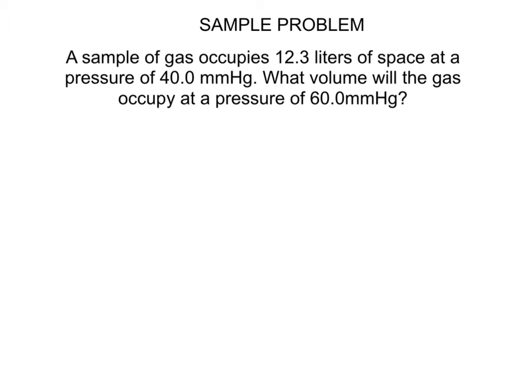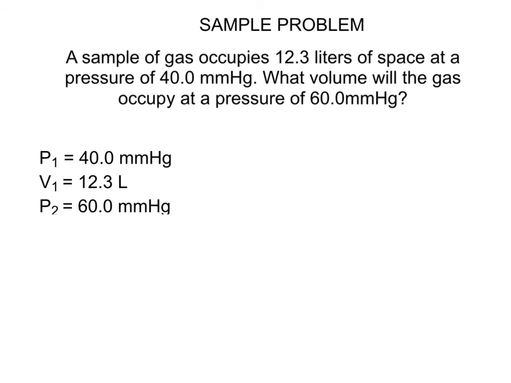Let's take a look at how to solve a Boyle's law problem. A sample of gas occupies 12.3 liters of space at a pressure of 40 millimeters of mercury. What volume will the gas occupy at a pressure of 60 millimeters of mercury? When solving a gas law problem, the first step you want to take is to list the variables that are included in the word problem. In this problem, P1 is 40 millimeters of mercury, V1 is 12.3 liters, P2 is 60 millimeters of mercury, and V2 is X.